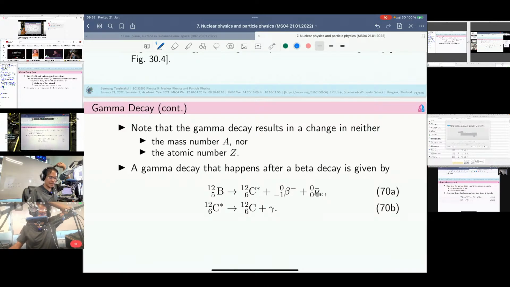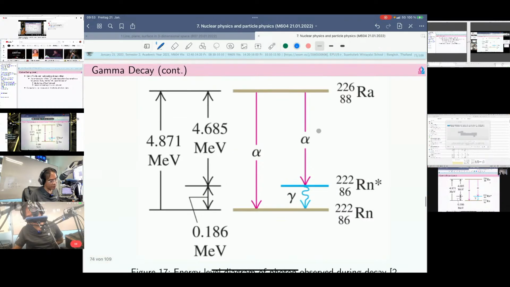The other stuff has no problem, but the carbon nucleus that has a star, which is still in the excited state, will be cooled down after the vibration of protons and neutrons inside the nucleus. They will release the gamma ray. So this is also a possible way for gamma emission in the beta decay process, not only the alpha decay like in radium and radon.